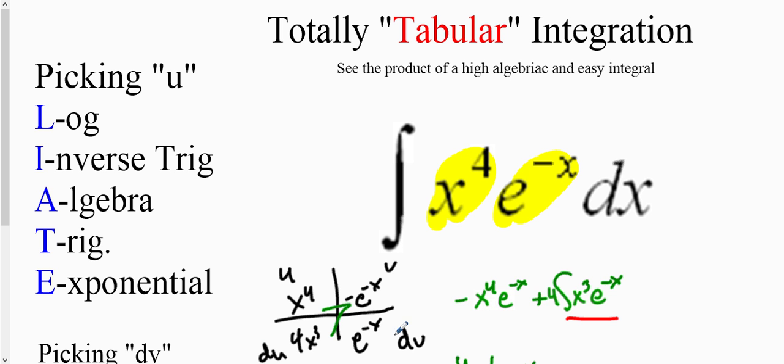So let's get my pen here. What we're going to do is, instead of doing this over and over again, we're actually going to just set up a table.